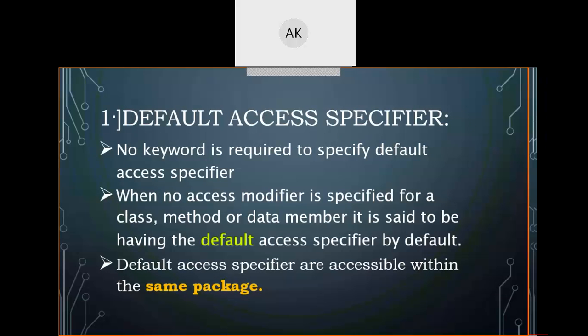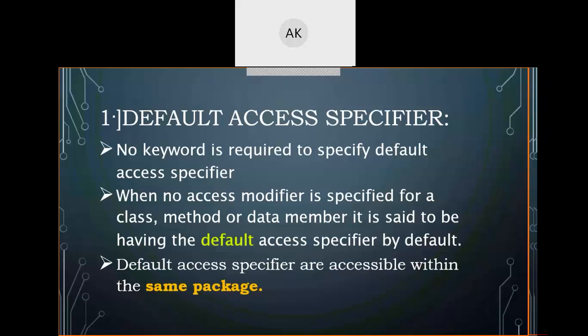When I'm talking about the default access specifier, there is no keyword required to specify it. As I said, if I write int a, as I'm not specifying public, private or protected, by default it becomes default. So we do not need to specify anything explicit for it, right? Same is the case for the member function. If I'm writing a member function, let's say void add, and I'm not specifying public, private or protected before void, by default it becomes default, right?